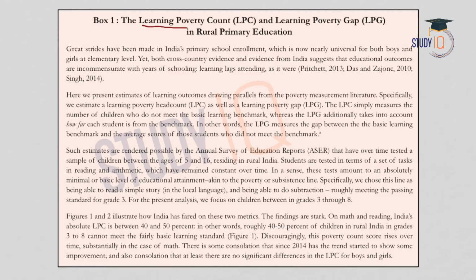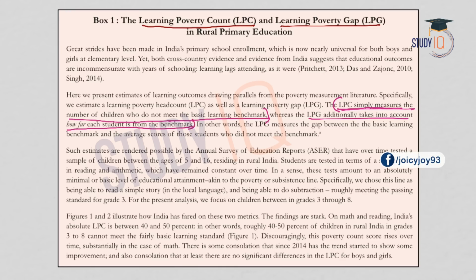Now coming to two important terms: learning poverty count and learning poverty gap, LPC and LPG. The first one, learning poverty count. LPC measures the number of children who do not meet the basic learning benchmark. Here, educational opportunities may be available, but these children are not able to meet the basic learning benchmark. Coming to LPG, the learning poverty gap takes into account how far each student is from the benchmark. LPC measures how many children are not able to meet the benchmark, and LPG measures the distance between the benchmark and the student at present. So there is a difference between the average scores of the students and the benchmark, and this difference is what is measured under the learning poverty gap.